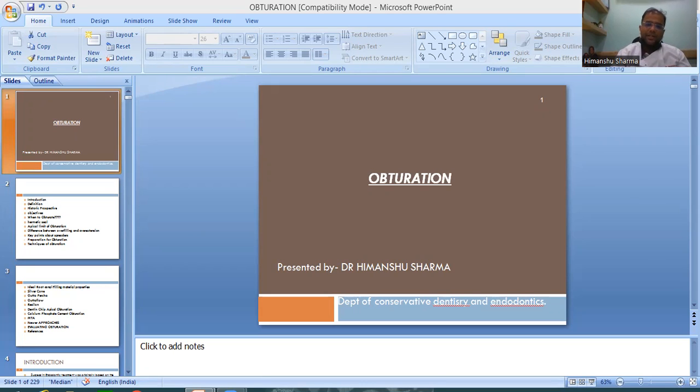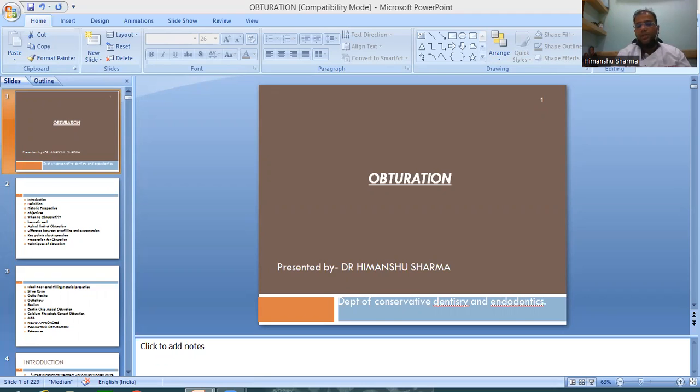Difference between Endotec and Touch and Heat: Endotec is cordless, lower temperature and heavy. Touch and Heat is with a cord, higher temperature and comparatively lighter. Advantage of Endotec: it combines the best of two techniques, lateral compaction, which is relatively simple, and vertical compaction, which gives superior density.